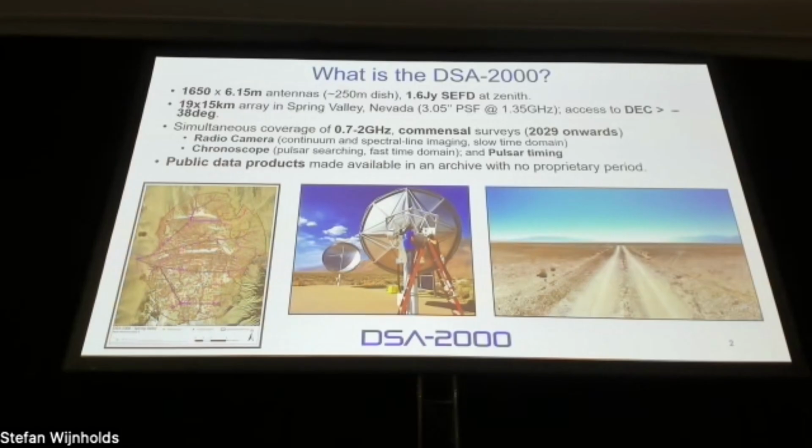The array is planned to be deployed in Spring Valley, Nevada. It's a pretty remote area. And we have re-optimized the beam to achieve slightly over 3 arc seconds resolution. And at that site, we can access declinations above -38 degrees. We'll have simultaneous coverage, 0.72 gigahertz, and we plan to run a series of commensal surveys starting in approximately 2029.